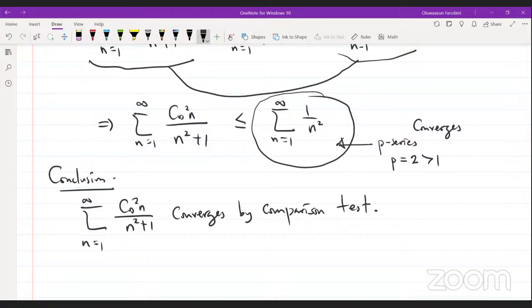Okay, so guys, it's important actually to state this. You got to give us the reason why the series on your right-hand side converges. It converges because it's a P series and P equals 2, 2 is greater than 1, so it converges. Okay?